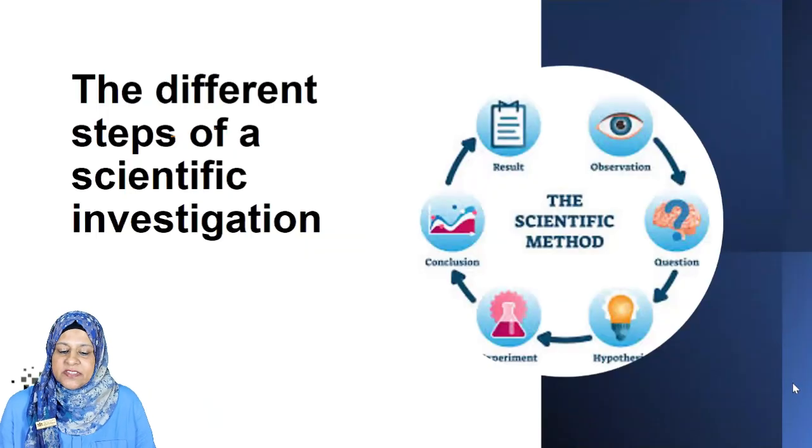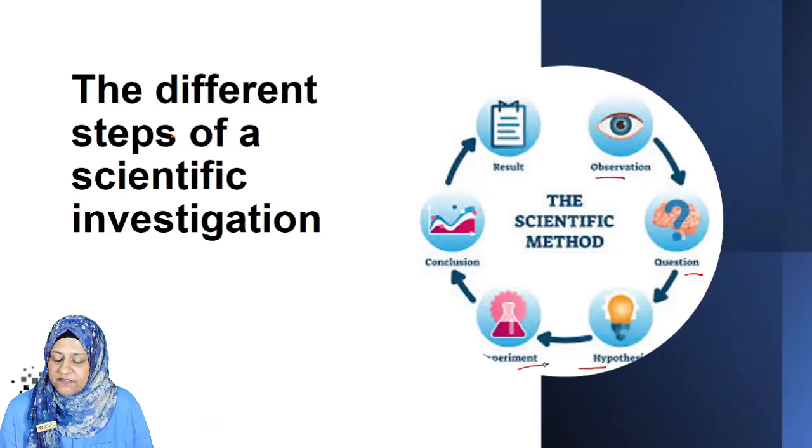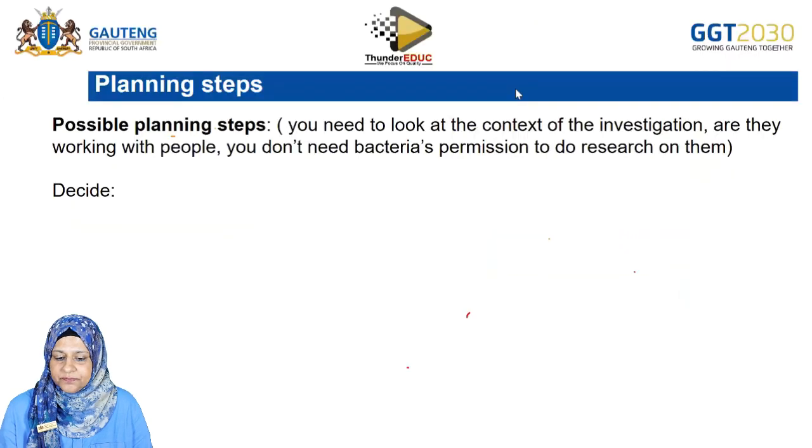Now, let's look at the different steps of the scientific investigation. Remember, we said you're going to observe, then you'll question, you'll come up with a hypothesis, you'll conduct various experiments, you'll come up with a conclusion, and then you'll come up with your results. But the first thing you've got to do is plan. So you need to look at any investigation that you're going to do, and you need to plan first.